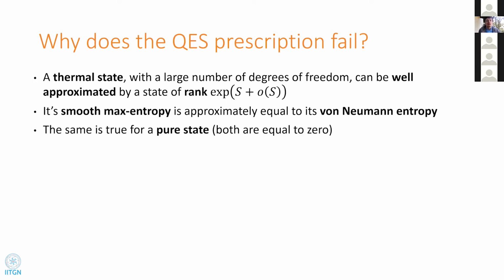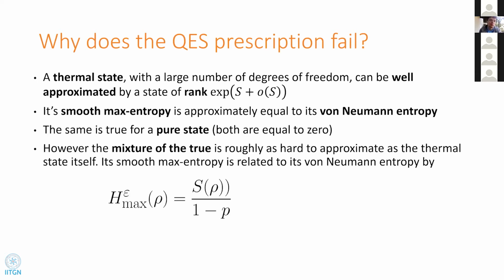Okay, so the same thing is true for a pure state. In this case, the von Neumann entropy is 0, and it turns out that the smooth max entropy is also 0, just because you can approximate the pure state by itself, which is a state of rank 1, i.e. e to the 0. So the same statement is true as for the thermal state.